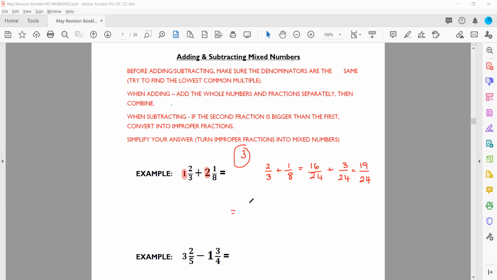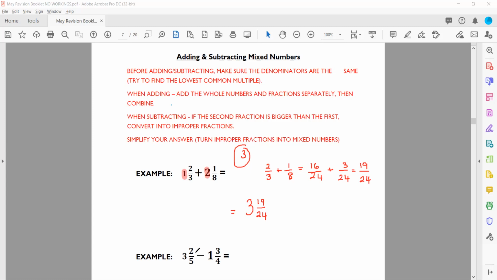So overall, my answer is the whole number 3 and then 19/24. Now with subtraction, you can't just subtract the whole numbers from one another. You can if the second fraction is smaller than the first.